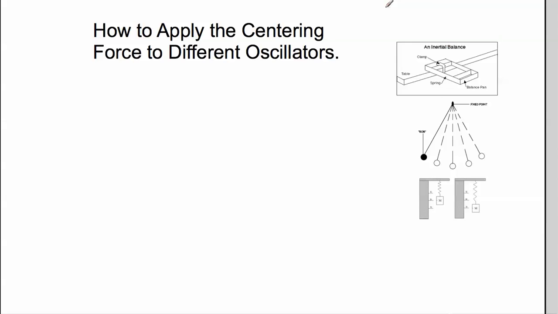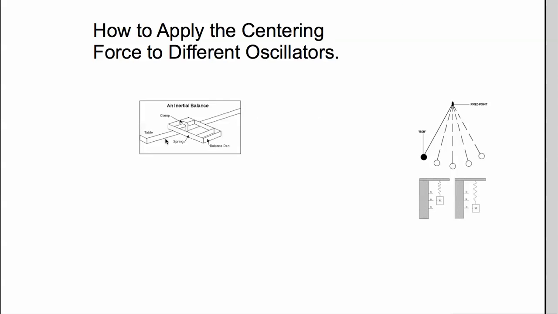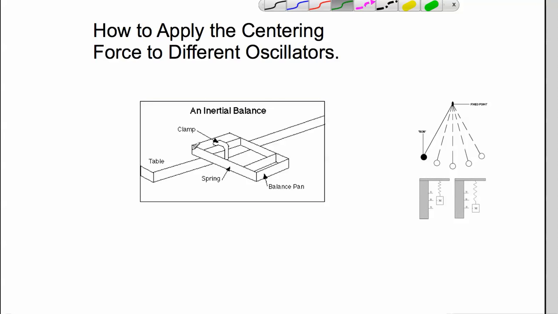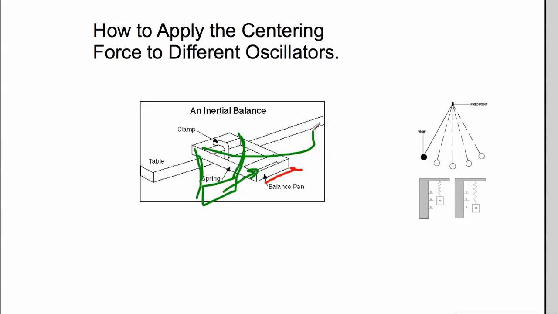Here are some different oscillators. Let's grab the inertia balance. With the inertia balance, when you pull it to the side, like this, these springy side pieces try to force it back that way. And then, of course, because it has inertia, it tends to keep right on moving. And eventually, it gets way over to this side. And again, these springy side pieces tend to force it back to the center.